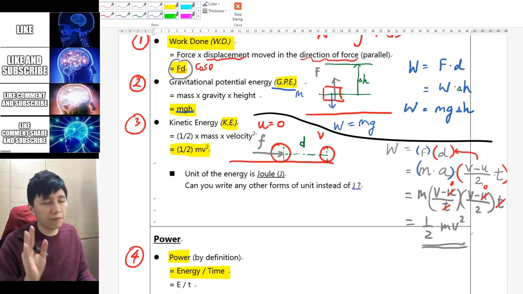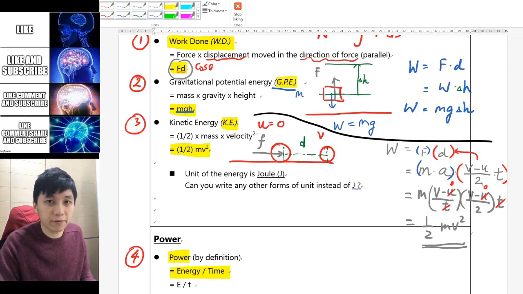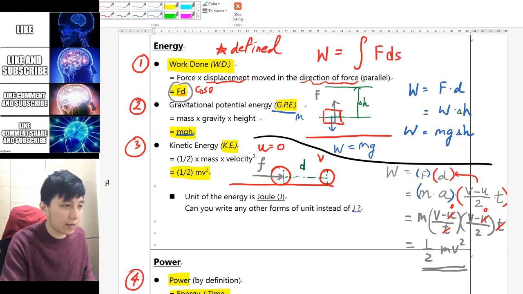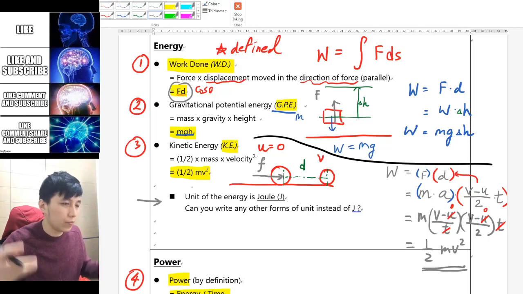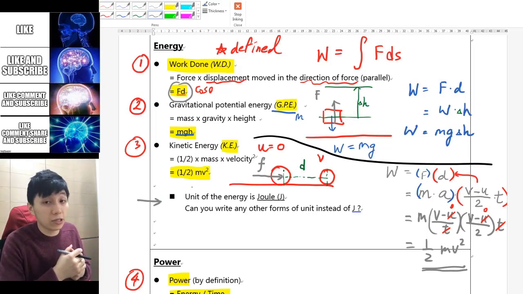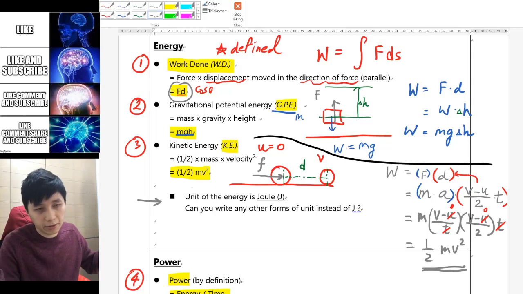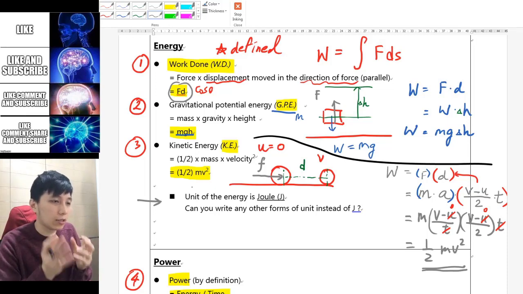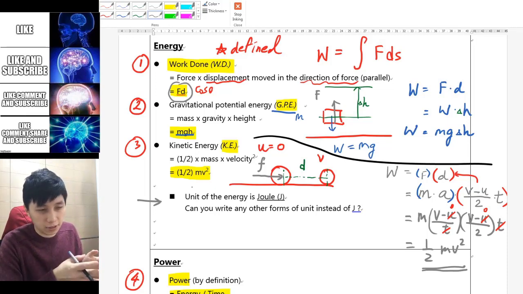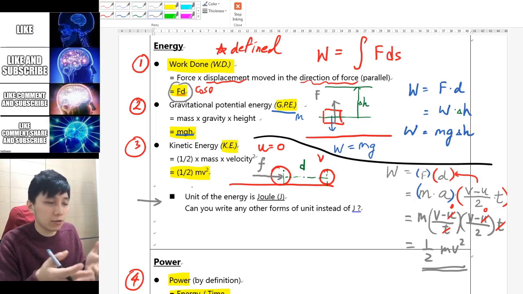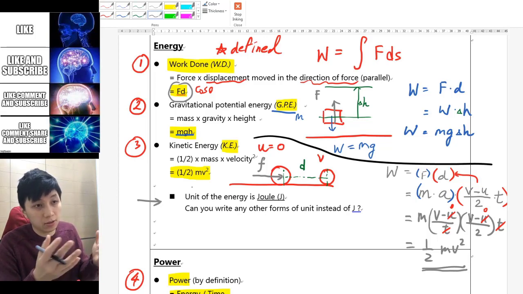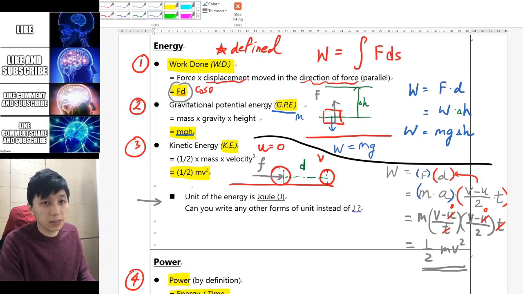Trust me, you use it very often this year and also if you study IB physics. Now here is a side question for you. We all know that the unit of energy is the joule, which is again by definition. Can you try to write other forms of unit instead of joule? Again, the way that you can do it is by looking at the equation itself simply. So pause the video and try it yourself.